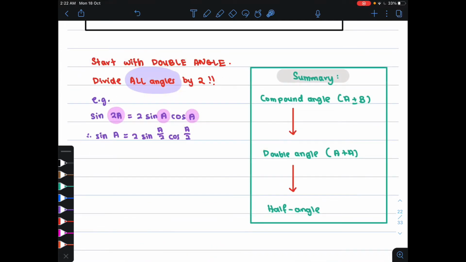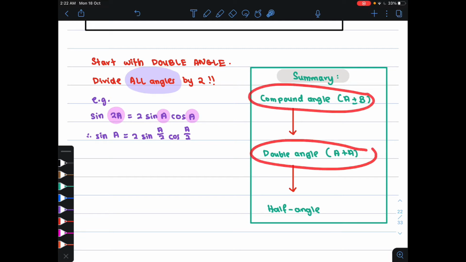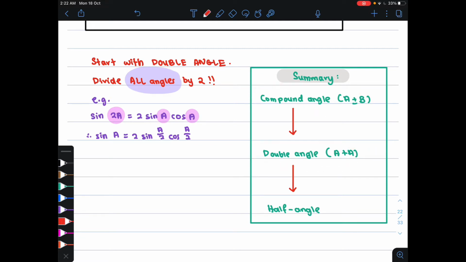So now let's summarize the relationship between compound angle, double angle, and half angle. From compound angle to become double angle, you need 2A, which is A plus A. From double angle to become half angle, you just need to divide all the angles by 2. Only angles need to be divided by 2.